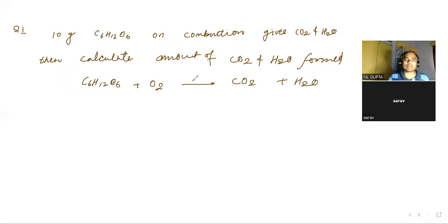Right. Now see how many carbon are there? 6. So here we are mentioning 6. How many hydrogen? 12. So half molecule of the water will form, which means it is going to be 6. So hydrogen balance: 6 times 2 is 12. Carbon balance.